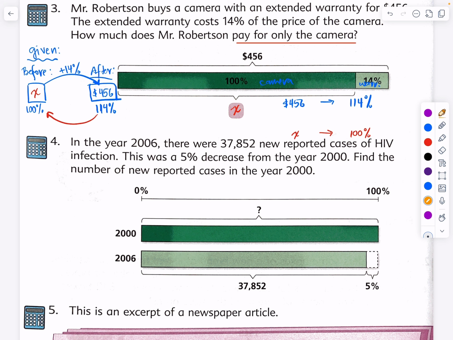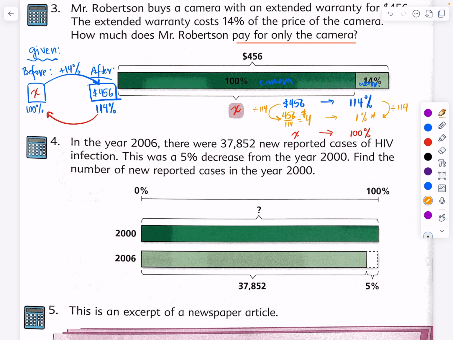As always, we need to find what is 1%. That's your starting point, step number 1. How do we find 1%? Well, if $456 is 114%, to get to 1%, we need to divide by 114. What we do to the left, we must do to the right. So let's go ahead. 456 divided by 114. 114 goes into 456 4 times. $4 is 1%.